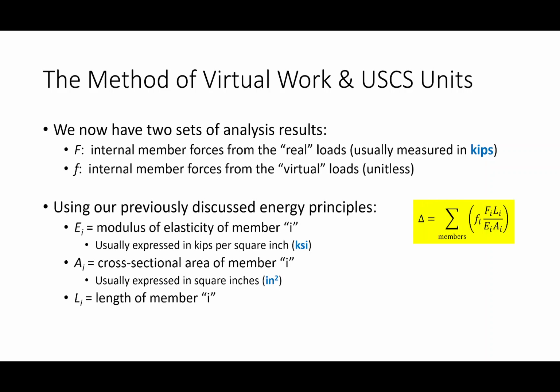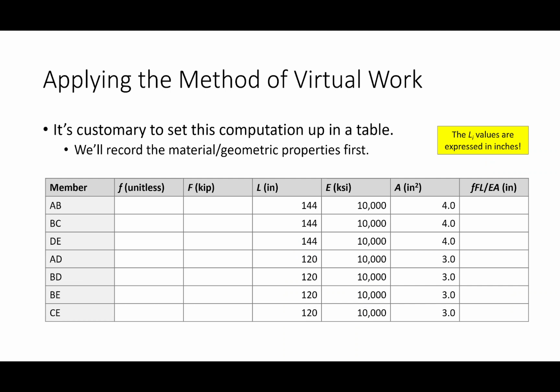Then what do we do? Plug it into this. So what do we need? We need an E value. E value is in kips per square inch. We need an area. An area is in square inches, okay? So we also need the member length. What unit should we use to describe the length of each member? Inches, right? Because kips per square inch, inches squared, inches. You need to describe the member length in inches so that everything cancels. So whenever you set up your tabular computations, make sure that the member lengths are in inches, okay?